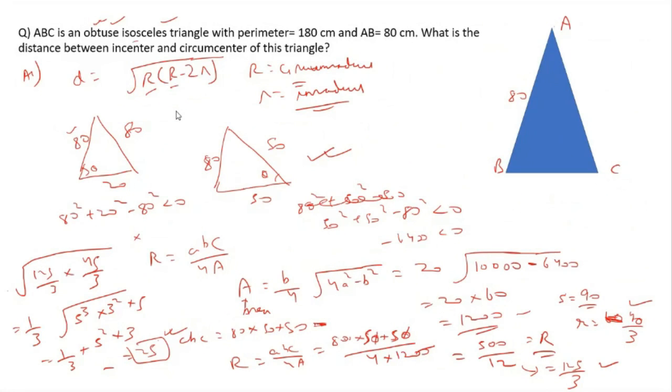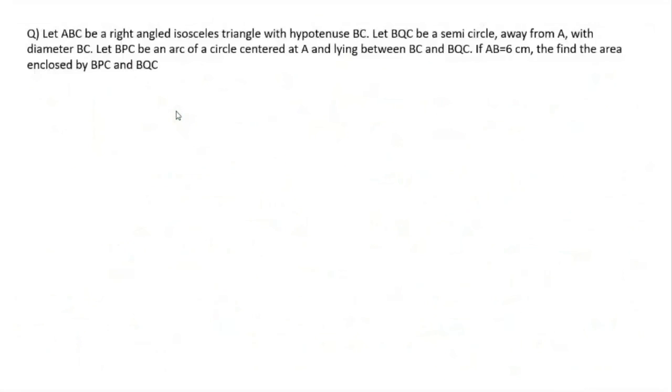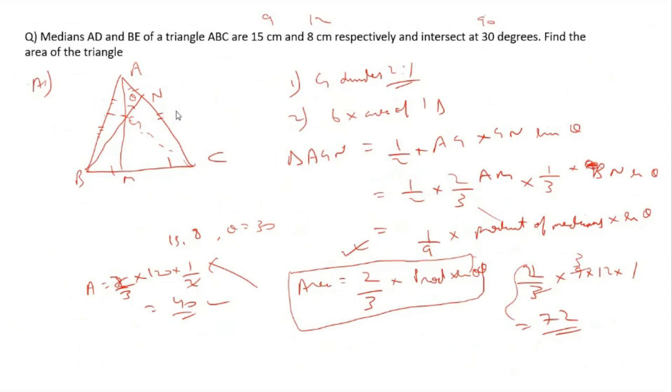Yeah, please go ahead. In the last question, the product of medians refers to the product of any two medians, right? Yes, any two medians, and the angle also has to be between those two medians only. Okay. The angle will be the larger one or the lower one? First of all, it won't matter, right? Because sine theta is sine 180 minus theta. Oh, okay. Yes.